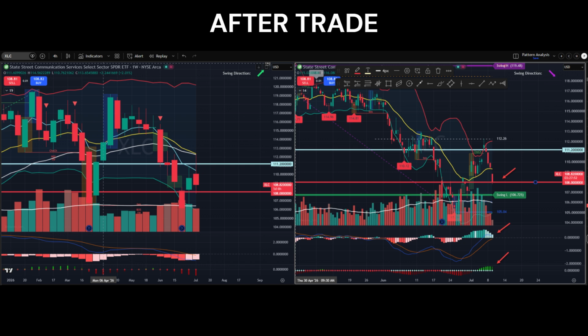Key lesson. The main lesson from this XLC example is simple. A breakout is not confirmation by itself. Price still has to hold the level and follow through. Image 1 showed the developing opportunity. Image 2 showed what happened when the market failed to confirm it. That's why I don't need to predict every move correctly. I need to identify my levels, understand the structure, observe what price does, and respond when the evidence changes. That's the purpose of reviewing these trades.